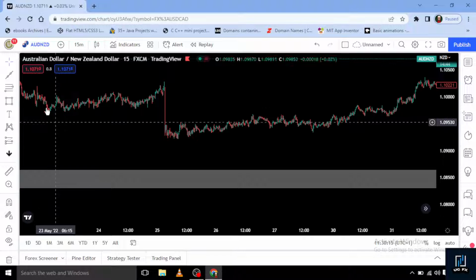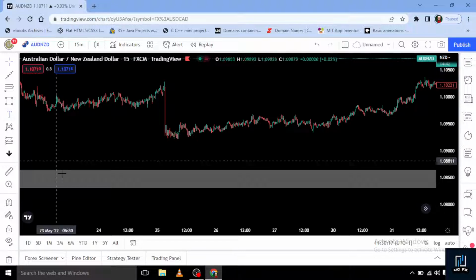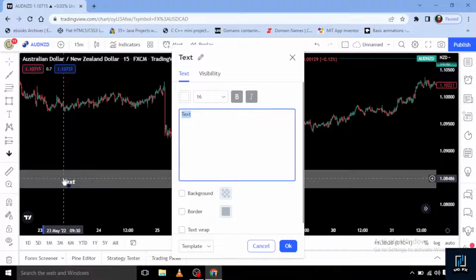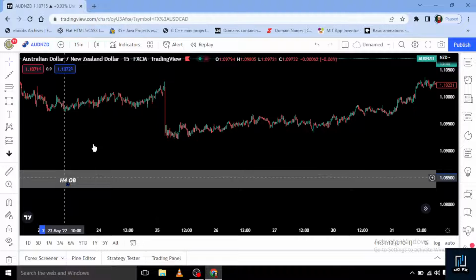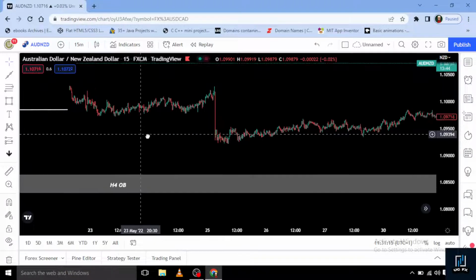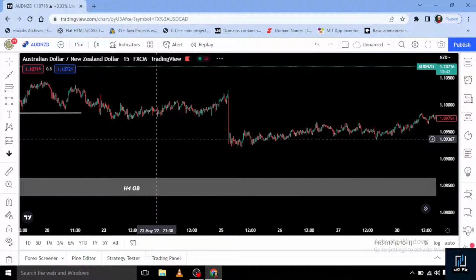So here we are on the 15 minutes time frame. Here is our H4 order block. We're going to be using the 15 minutes time frame to confirm these trades.